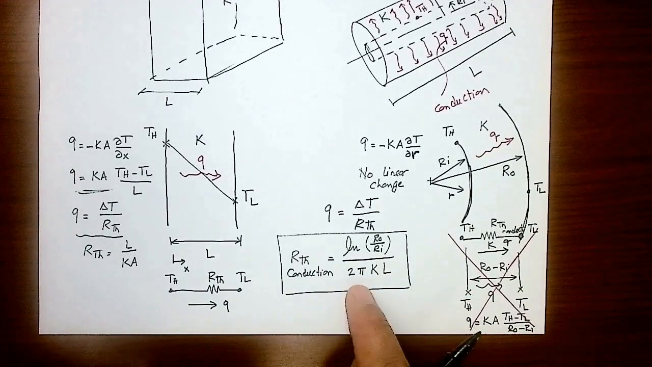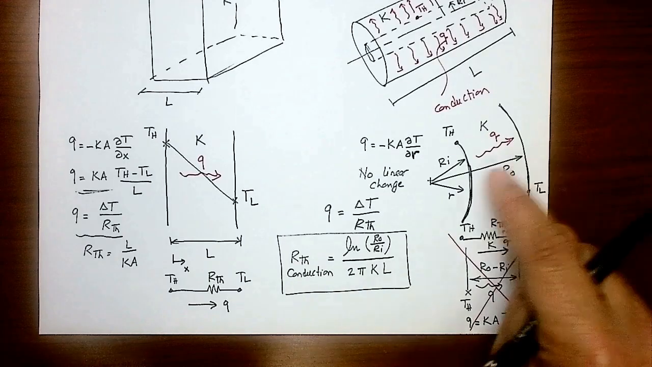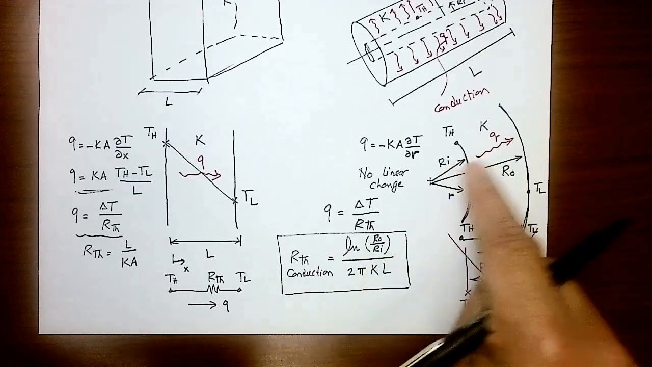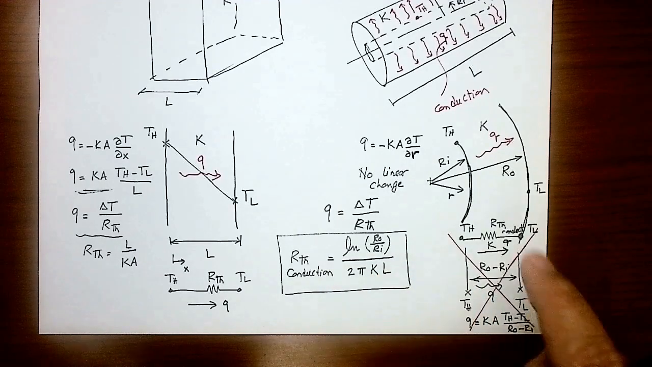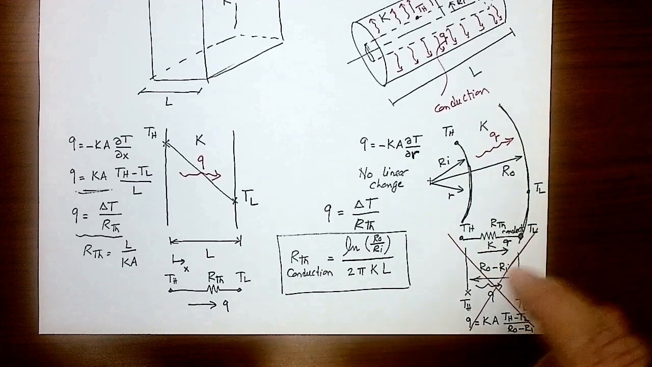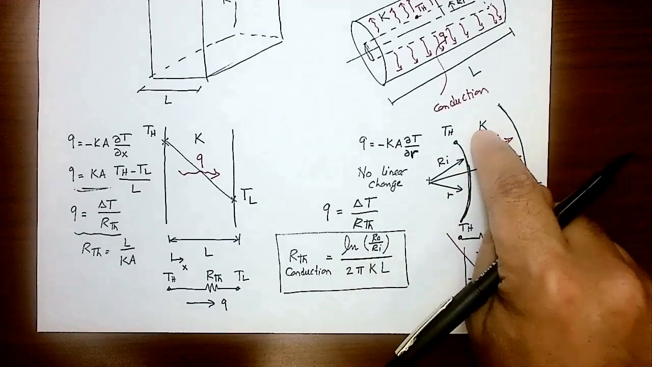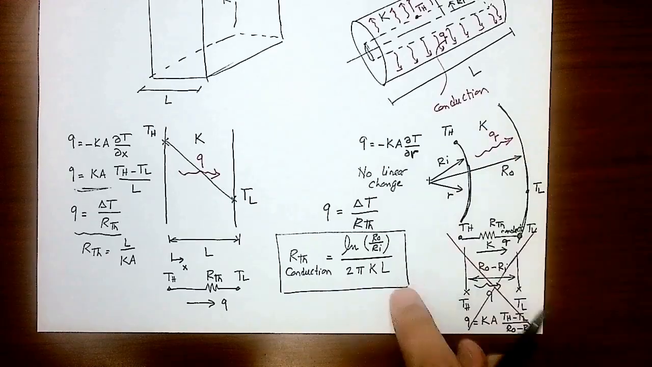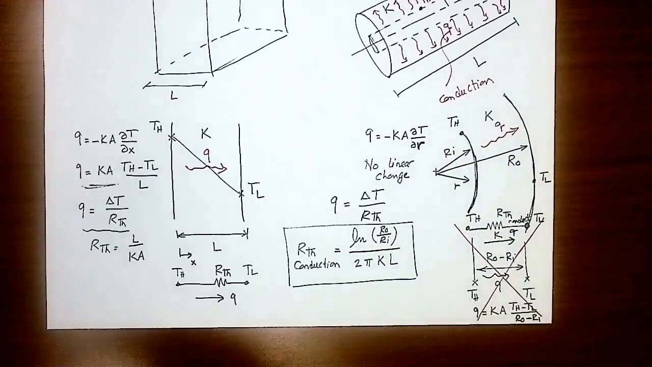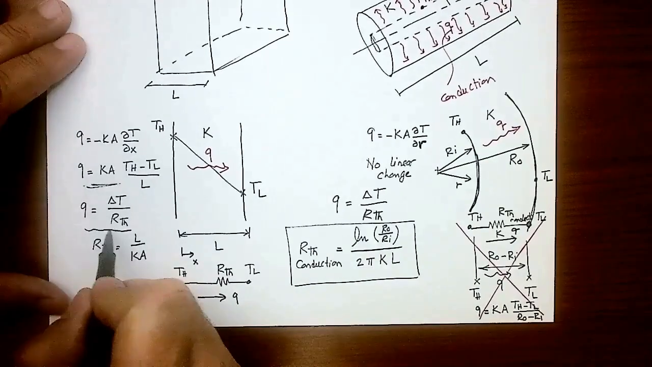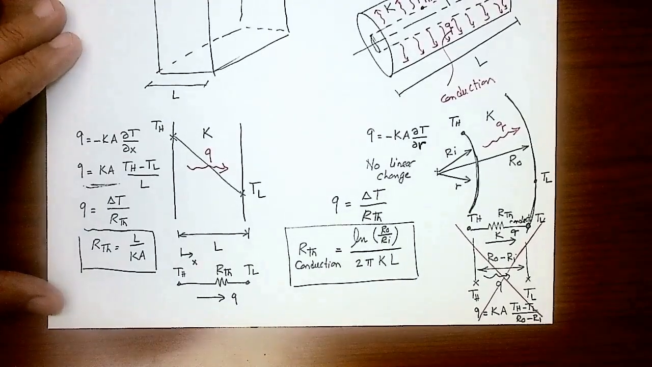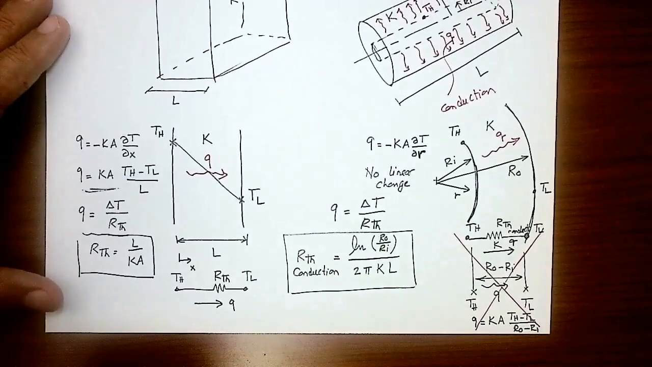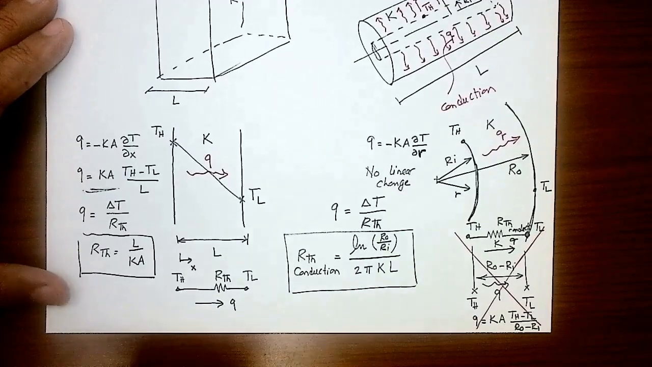It's a natural log of the ratio of the outer radius to the inner radius. And this has to be greater than 1, because natural log of a fraction is negative, which cannot happen. So be careful. It's R out over R inner, divided by 2 pi K L. K is the thermal conductivity of the metal of that cylinder, and L is the total length of that cylinder. So that's the conduction thermal resistance. This is equivalent to this for the plane wall. So that's given information, good to go and use it.